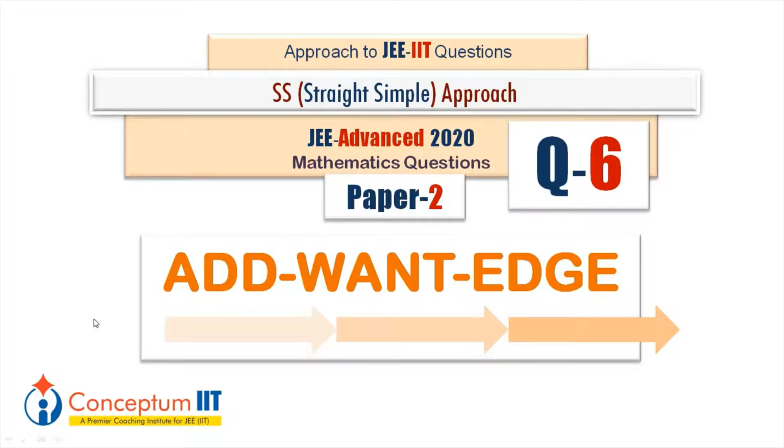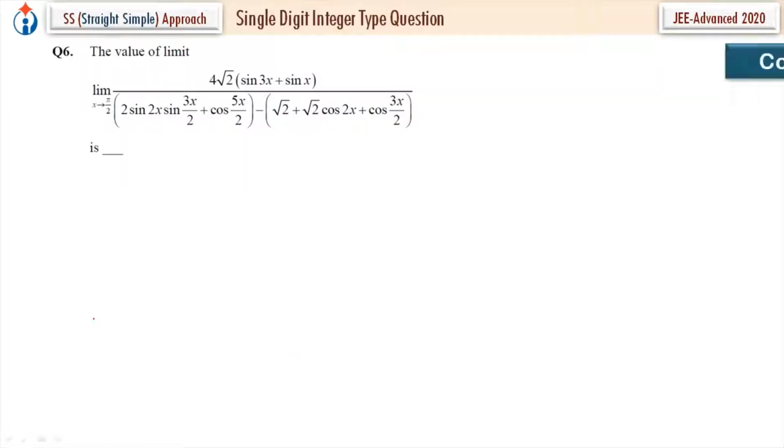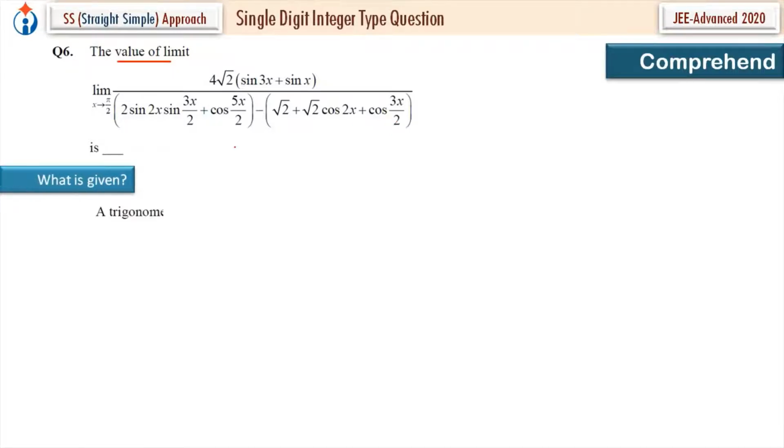Question number 6. Let's comprehend what is given. The value of the limit, x tending to pi by 2, of root 2 sine 3x plus sine x, divided by 2 sine 2x sine 3x by 2 plus cos 5x by 2 minus root 2 plus root 2 cos 2x plus cos 3x upon 2 is.